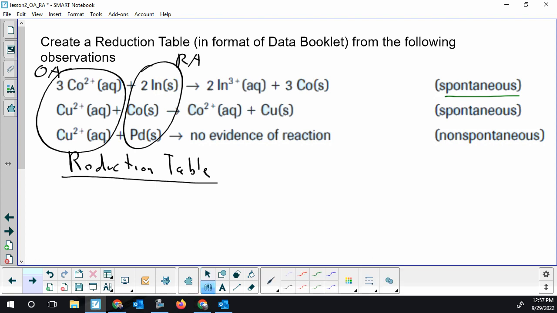Okay. Going back to our spontaneity rule, the first one was spontaneous. So the OA is going to be above the RA. That's a reminder. Most of you won't write that out, but let's do it with our chemicals. Cobalt 2+. I don't care that there's 3 of them. I'm just taking the chemical. I'm going to have to go down into the right-hand RA column to get to indium solid. So that's going to order two of our half reactions.